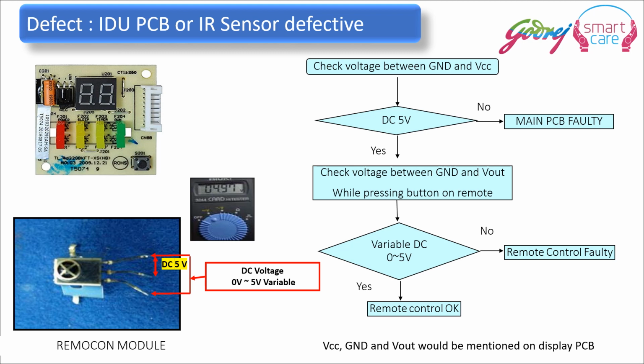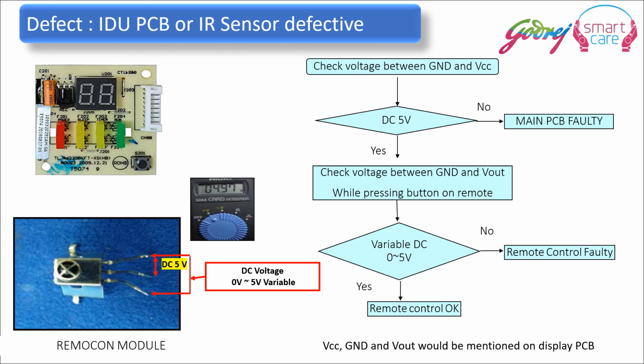See, we look at the display unit, or the sensor. There is a small black component on the display PCB. This component has 3 legs. It is called the IR sensor, or the IR receiver, the infrared receiver. So the first 2 legs of the infrared receiver are ground and VCC, GND and VCC, and that would be written in front of those legs.